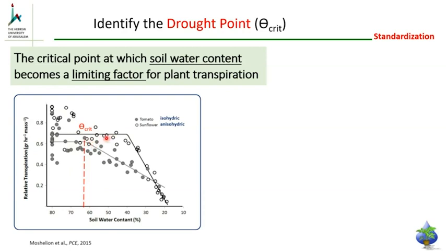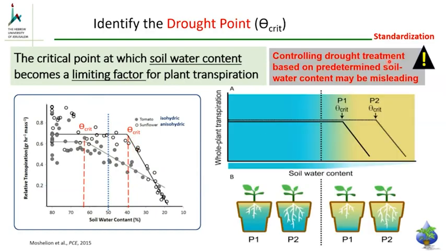This is a physiological point, that under this point the plant is exposed to stress. Meanwhile, sunflower is only limited under 40% soil water content. This is because of the sunflower root system. So if I would regulate the drought based on a soil probe, for example, let's say I would choose to put the soil at 50%, it's not a big deal. It's very easy to do with the system. But in this case, without knowing the theta-crit of each plant, I might put the tomato under stress while the sunflower won't be under stress. Okay, so controlling drought treatment based on a soil probe could be misleading.